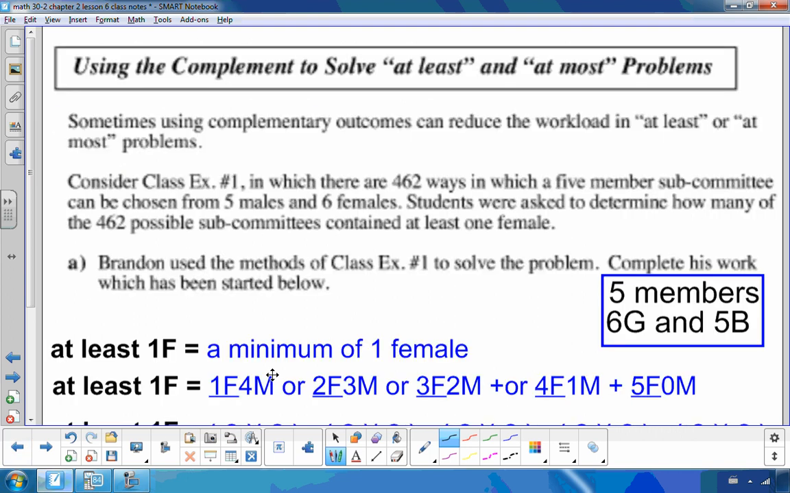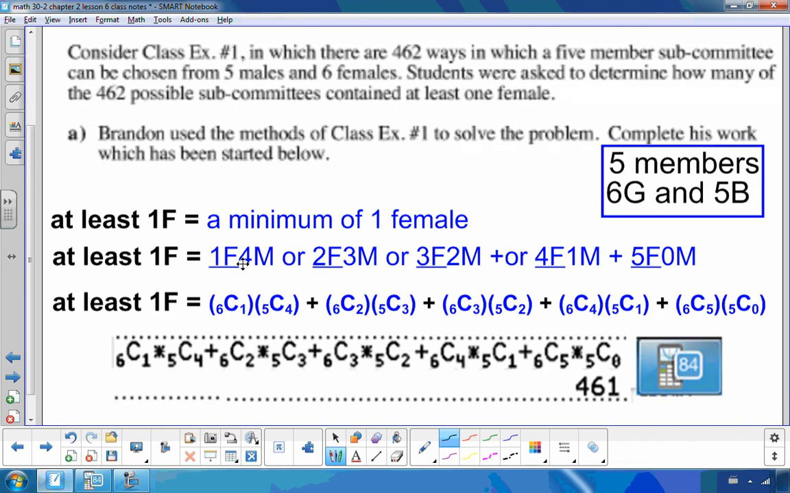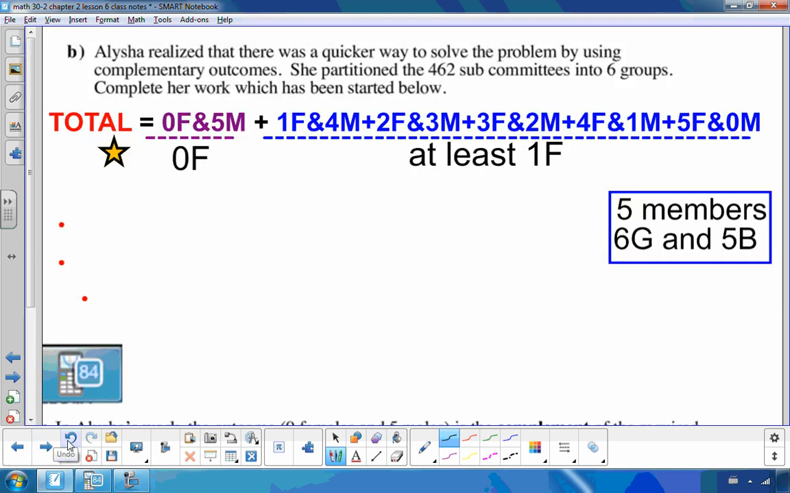So if I go back here, look what we had. We had 1 female, 2 females, 3 females, 4 females, 5 females. It's only 5 people on a committee, so the only thing we're missing is the 0 females. So remember when we did questions like this where it was all minus can equals can't?